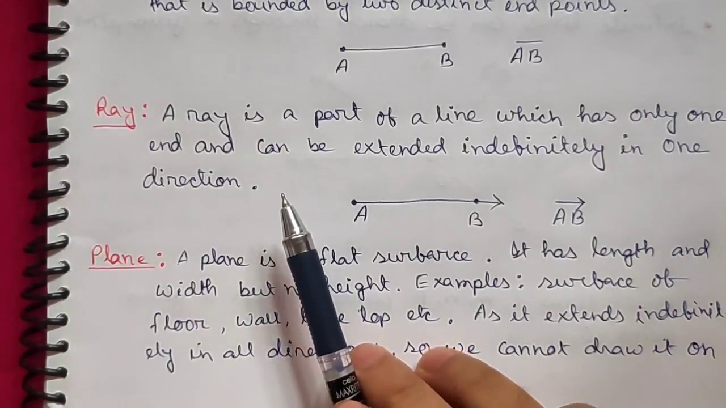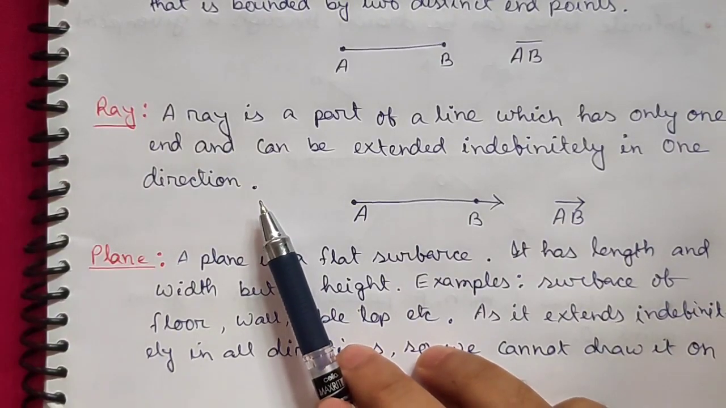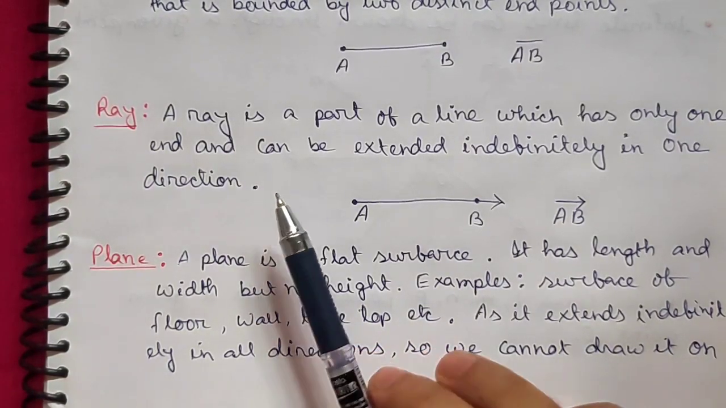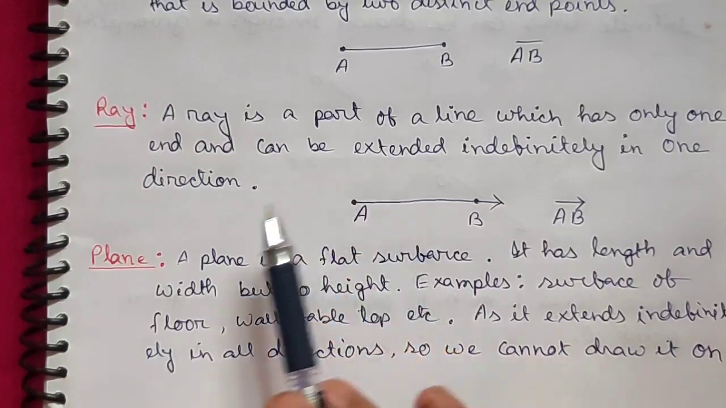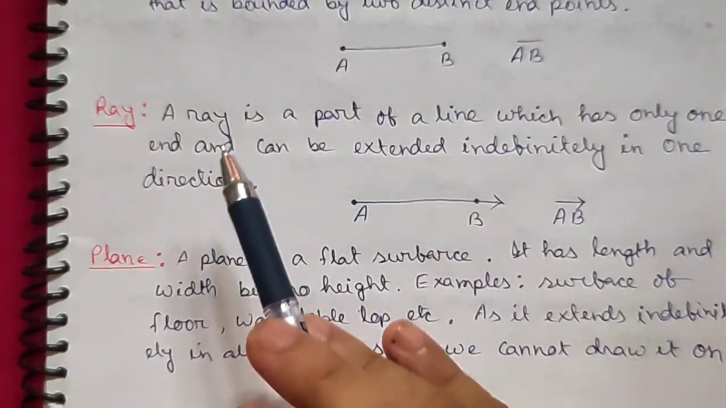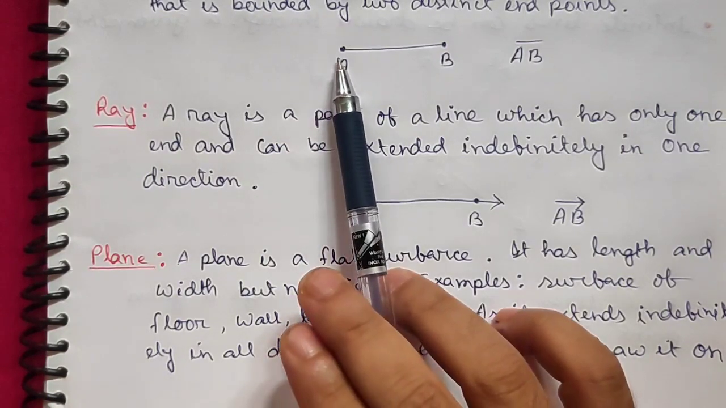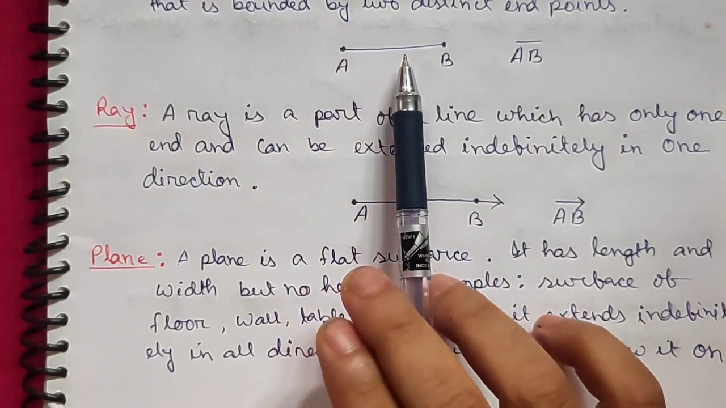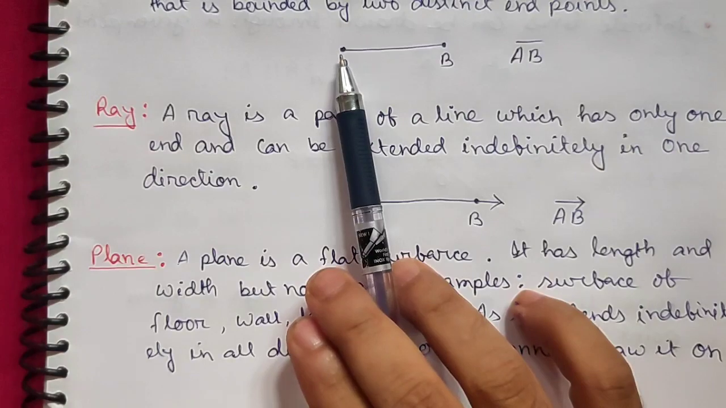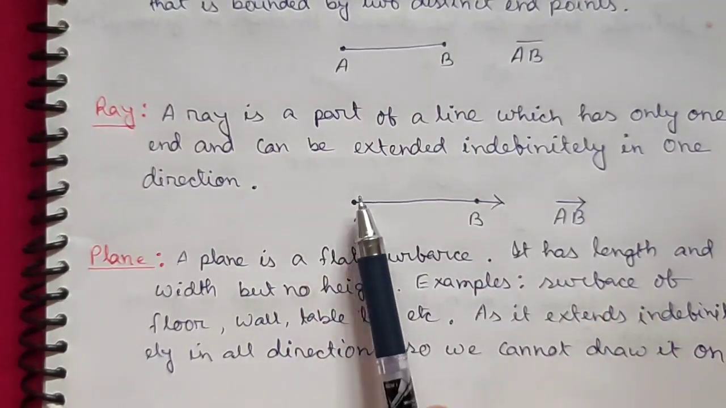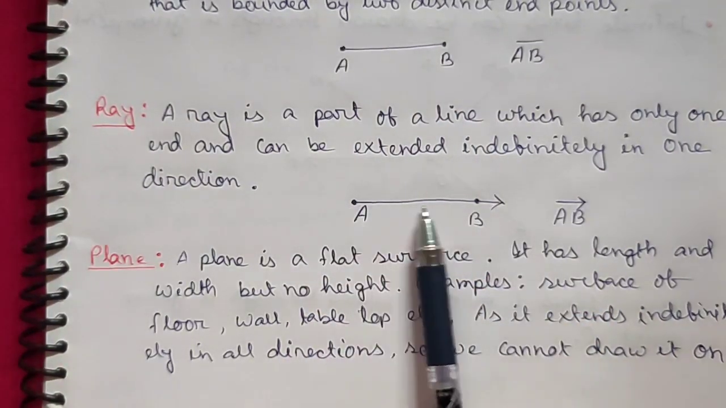After this, we will know about ray. Okay, so a ray is a part of a line. Ray is also a part of a line. Line segment is also a part of a line. But the main difference between a line segment and a ray is, a line segment has a starting point as well as an ending point. But a ray has only a starting point but no ending point.